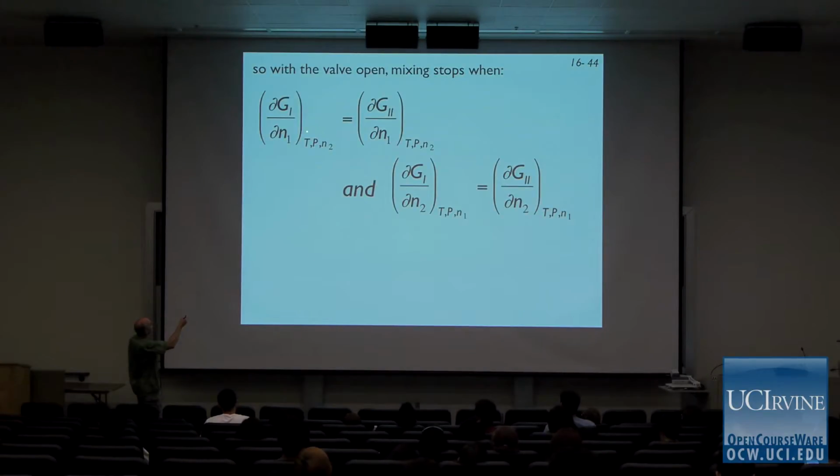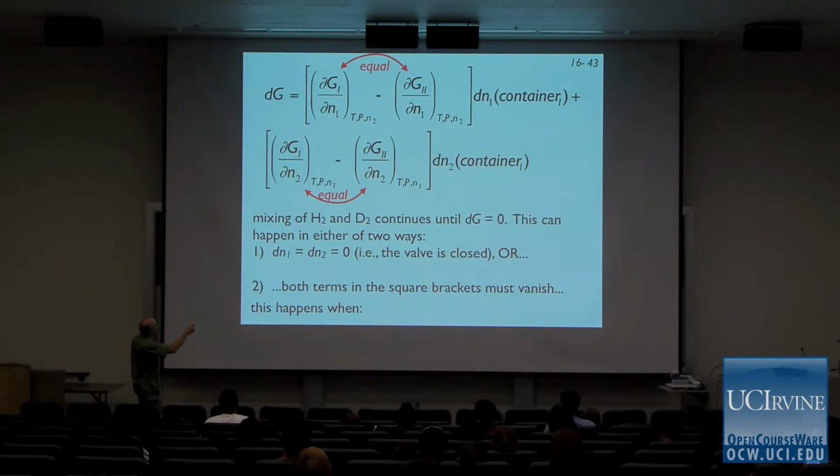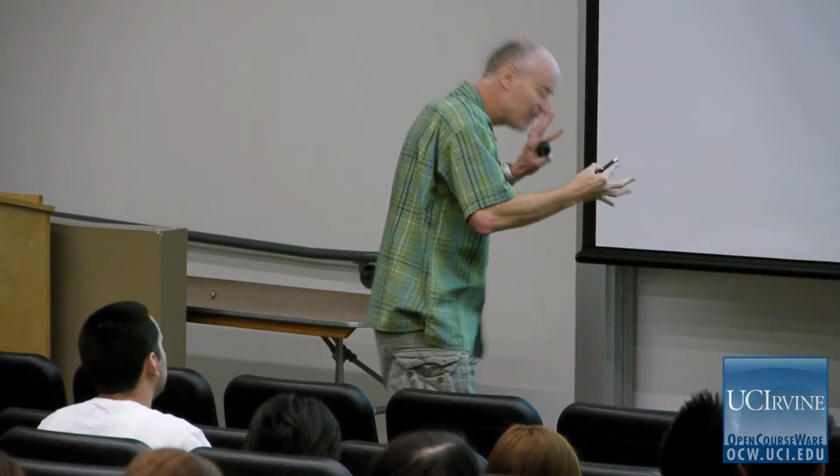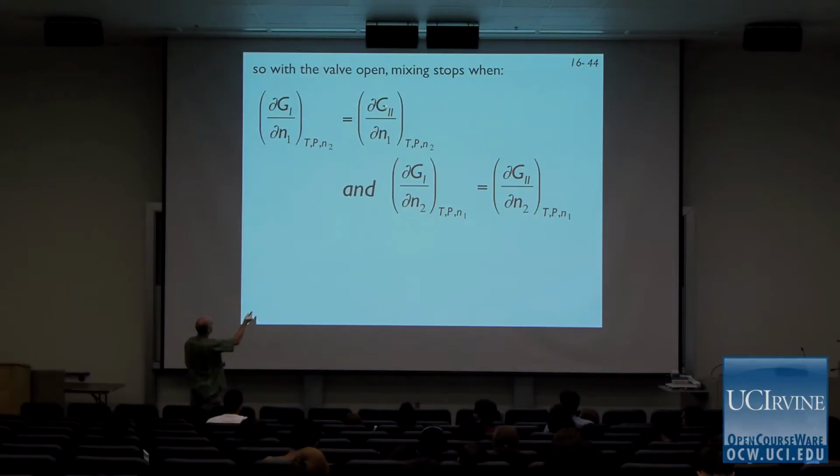So what we just said: if that has to equal that, and that has to equal that, these two things have to be equal to one another, and these two things have to be equal to one another. What is this? This is the rate of change of the Gibbs energy with respect to the moles of hydrogen in the left bulb, and this is the analogous thing in the right bulb.